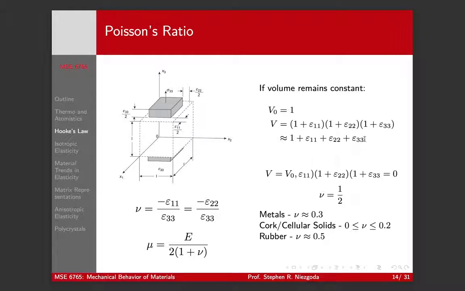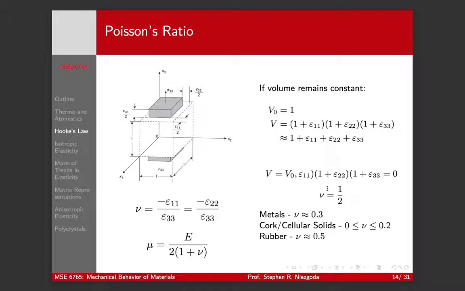So we basically have this. If we enforce that V equals V naught, there's a typo. This should be 1 plus epsilon 1,1. If we do that and substitute this relationship in, we end up with a Poisson's ratio of 1/2. So if our Poisson's ratio is 1/2, it means that our volume is conserved.